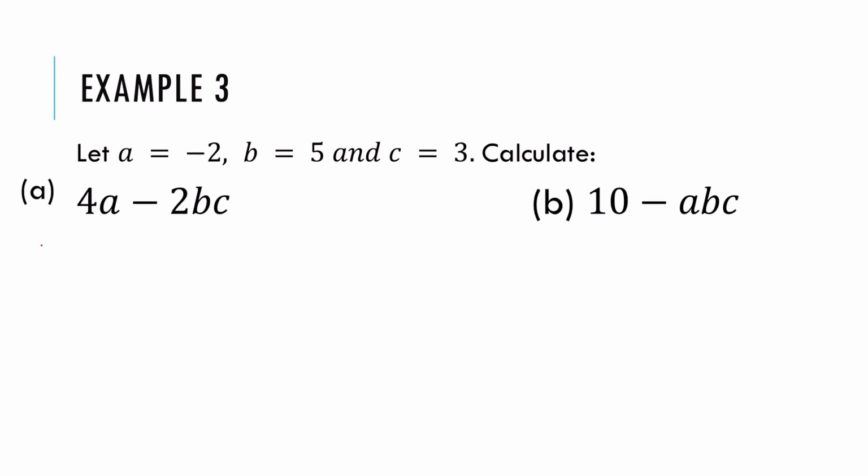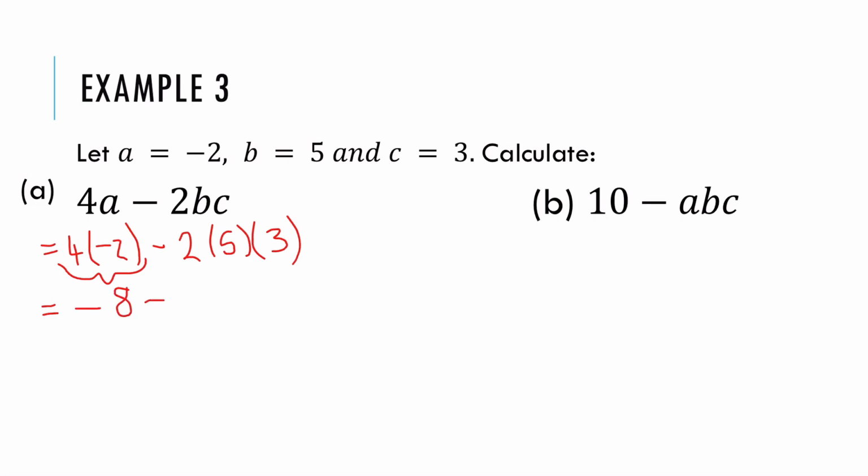Okay, example 3, begin by substituting. So A is -2 minus 2 times B is 5 and C is 3. So begin by doing our multiplication here. 4 times negative 2, positive times a negative is a negative, 4 times 2 is 8. Subtract stays in the middle, we'll deal with that later. 2 times 5 is 10, and we've still got to multiply that 10 by the 3 on the end.